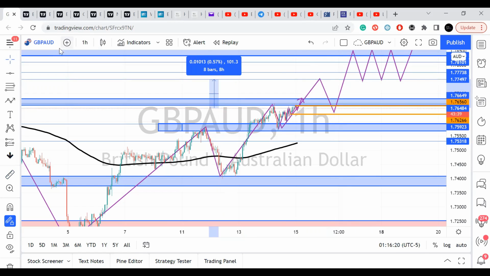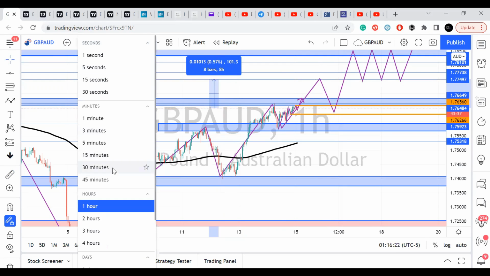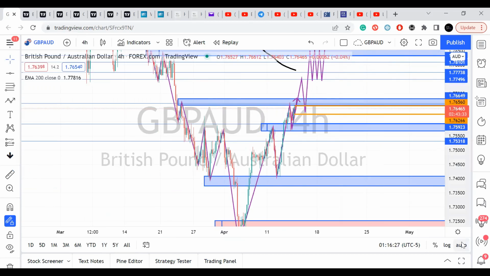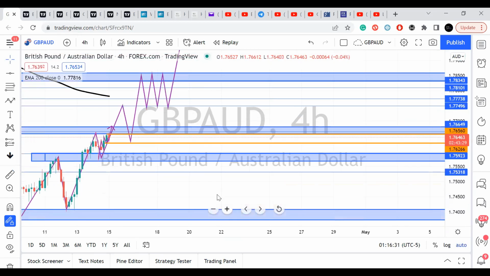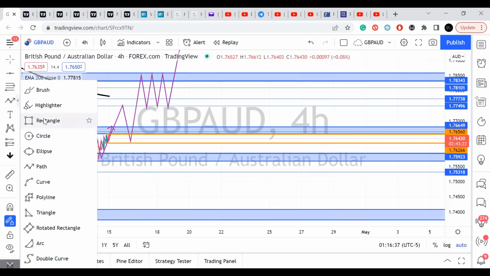Then by the time we start selling, price will come to retest this structure. So price will come to retest this structure here. So we're going to have a retest around here.